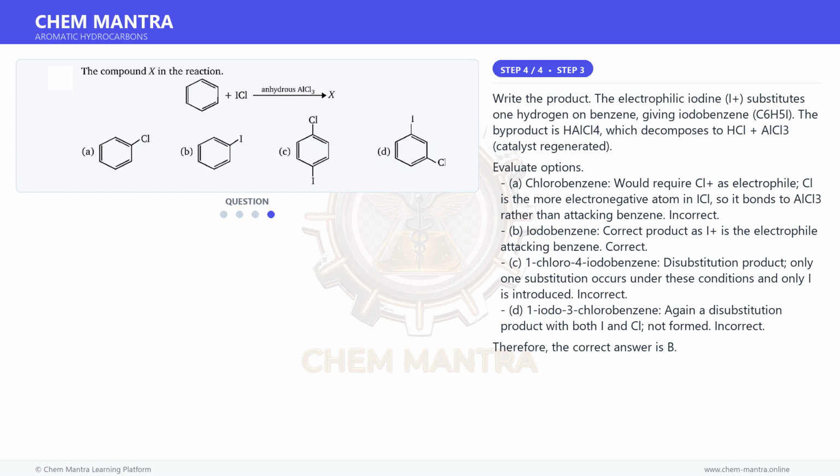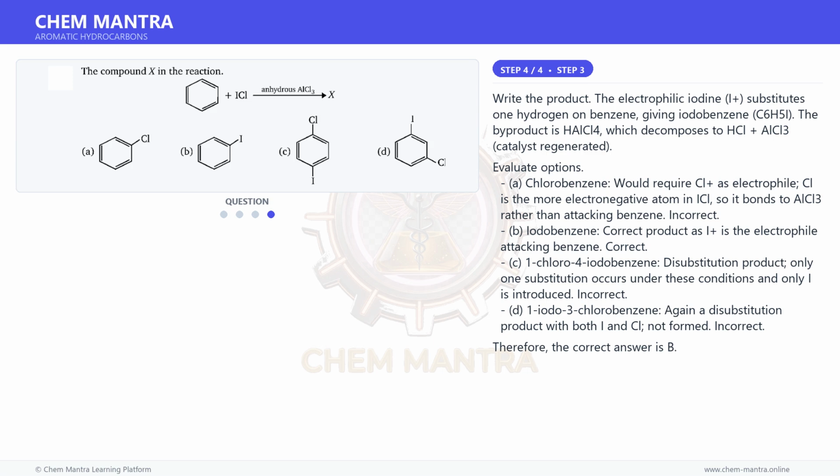The electrophilic iodine, I+, substitutes one hydrogen on benzene, giving iodobenzene, C6H5I. The byproduct is HAlCl4, which decomposes to HCl plus AlCl3, catalyst regenerated.